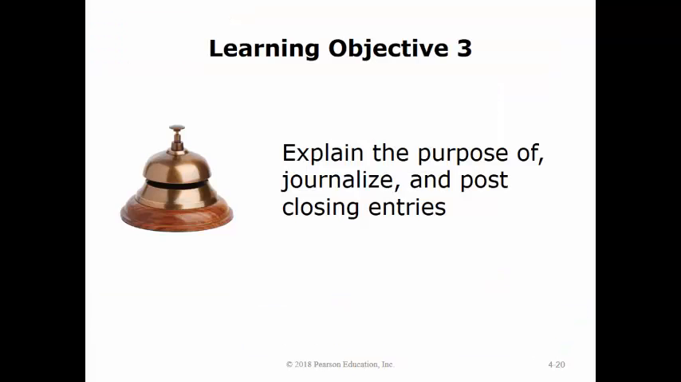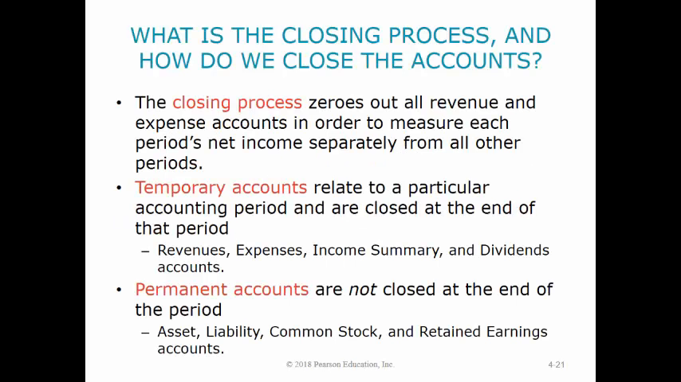In this section, we will explain the purpose of, journalize, and post closing entries. In order to measure each period's net income separately from income of all other periods, revenues and expenses are closed. The closing process is a step in the accounting cycle that occurs at the end of the period. The closing process consists of journalizing and posting the closing entries to set the balances of the revenues, expenses, income summary, and dividend accounts to zero for the next period.